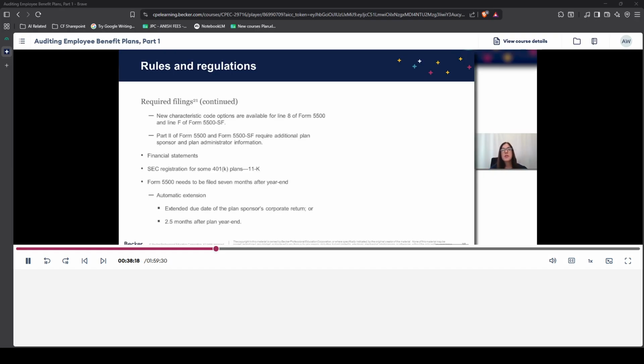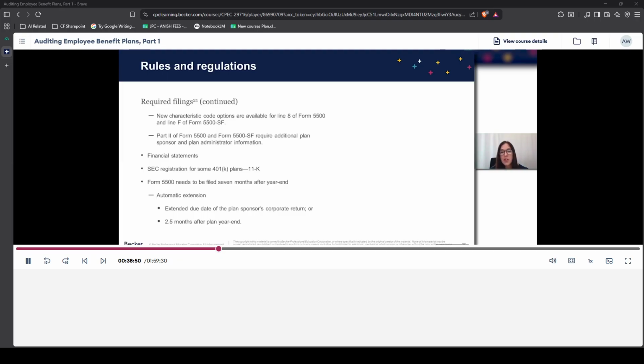There are also some characteristic code options that are available on the 2022 Form 5500. And then on Part 2 of the Form 5500 and the 5500 short form, they require some additional plan sponsor and plan administrator information. So again, those are just a few of the minor changes that you'll find on the 2022 Form 5500.